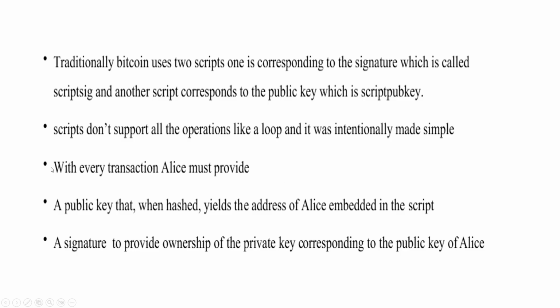The basic intention is that the program should be very simple. So whenever I write a transaction, whenever I make a dealing, Alice should provide, number one, the public key. ஏன்னா என்னோட மெயில் ஐடிலேருந்து அனுப்புகிறேன்ல அந்த மாதிரி ஒரு public key. அந்த public key வந்து hash பண்ணா, it should get the address of Alice which is embedded in that script. Next, it should be able to see the signature, a signature to prove ownership of the private key corresponding to the public key of Alice. I have a password, right? So I will be generating a signature just to prove that I am the one who has initiated this transaction.